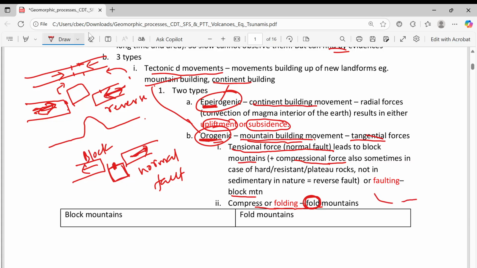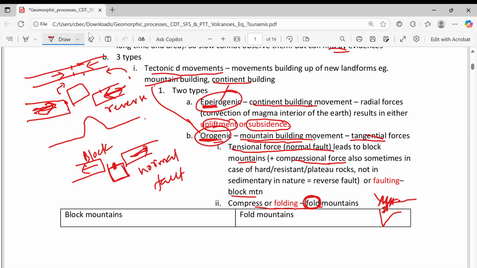Okay, here the Eurasian plate is there. Here the Indian plate is there. Actually, this is going and hitting that plate. So here what will form? Fold mountains. That is Himalayas. Himalayas are fold mountains because here two plates are coming towards each other.